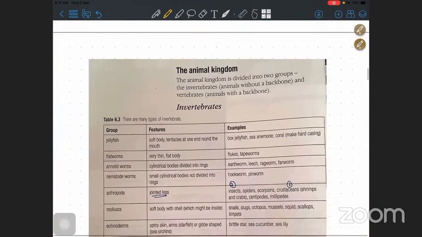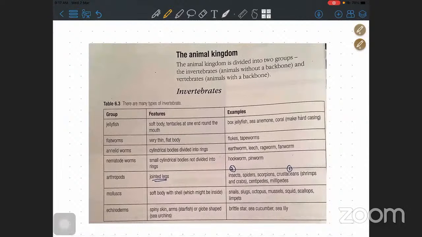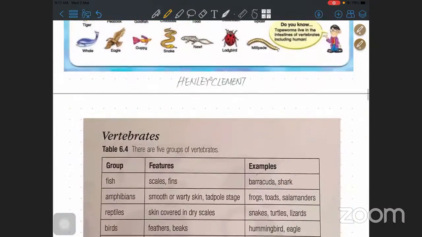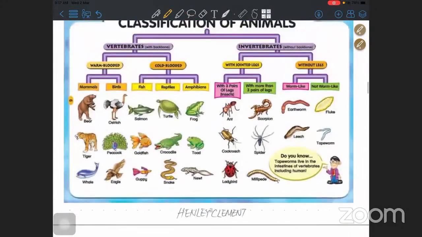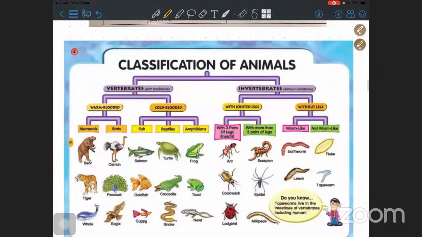Next, we are discussing the animal kingdom. For animals, the main feature of the two groups is invertebrate, without a backbone, and vertebrate, with a backbone. Vertebrates have warm blood and cold blood, such as mammals, birds, fish, reptiles, and amphibians. We have these five groups.